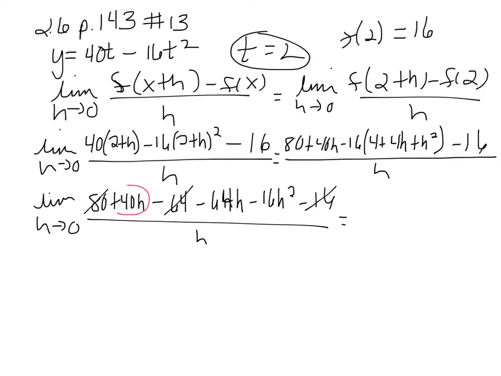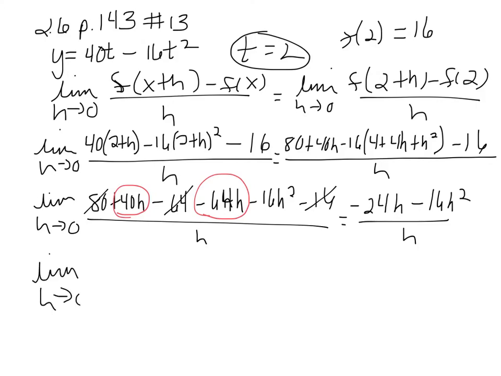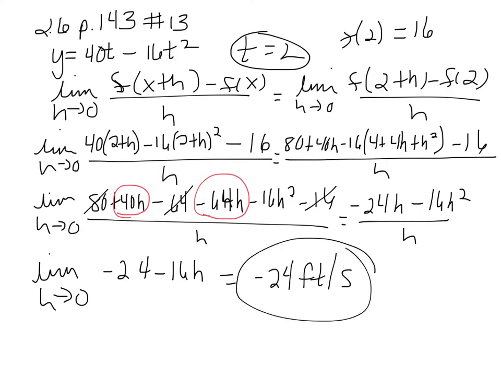This 40h and this minus 64h are going to have a difference of negative 24h. And then I have the minus 16h squared, and if I divide everything by h, I end up with the limit as h goes to 0 for negative 24 minus 16h, and when I go ahead and plug 0 in, I get negative 24 feet per second. So that would be the instantaneous velocity for this ball in motion at 2 seconds.